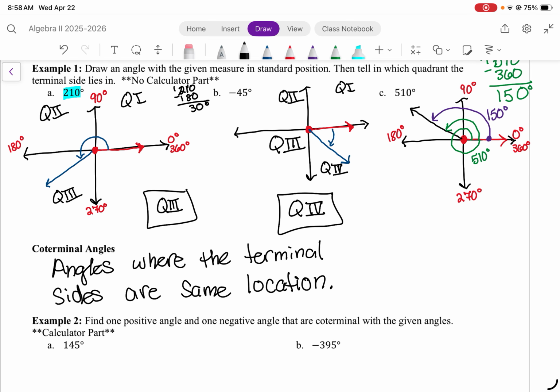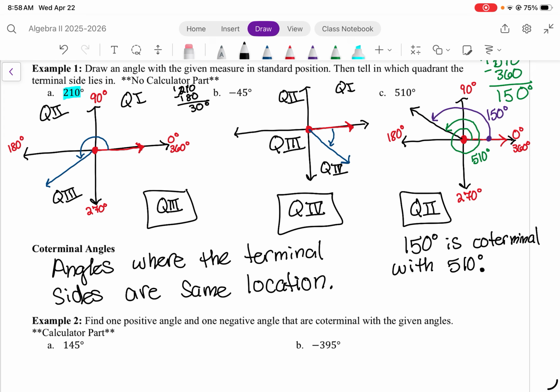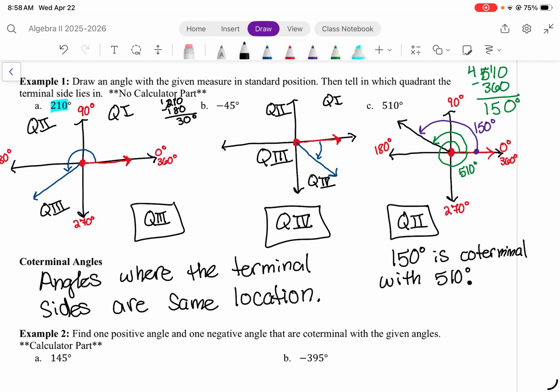So if we look at our example C, we know that it ended in quadrant 2 and that 150 degrees is coterminal with 510 degrees, because again, they stopped in the same location. And if we look, the way that we found that is by subtracting 360 from 510, or adding 360 to 150. So the way that you can find coterminal angles is by adding and subtracting a full circle.